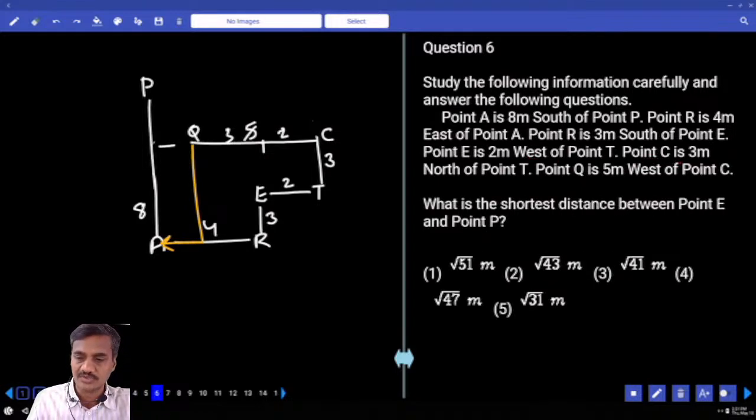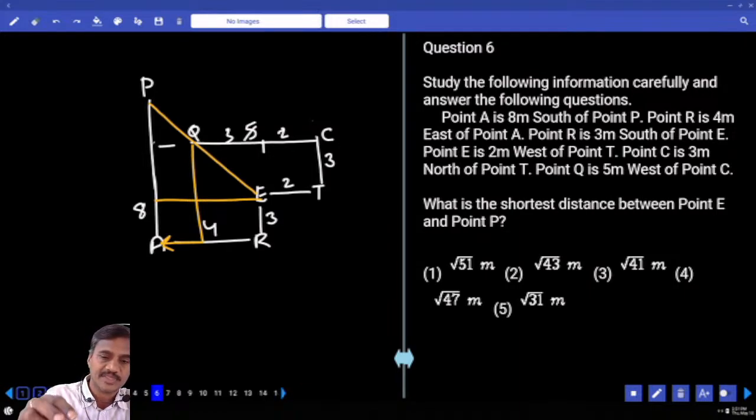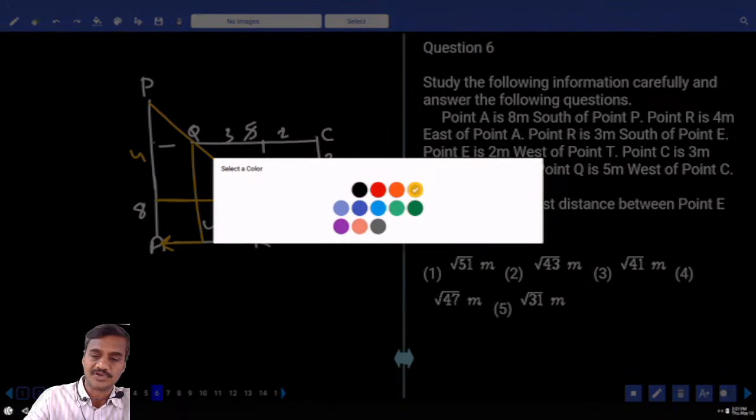And the sixth one, what is the shortest distance between E and P? Now we need to find out the distance between E and P. In order to find out the distance, tell me what is the total distance? We have 3 plus 1, that is 4. And how much is this one? This 3 plus 1 is again another 4, isn't it? Then what is the total distance we have? The distance between P and E.